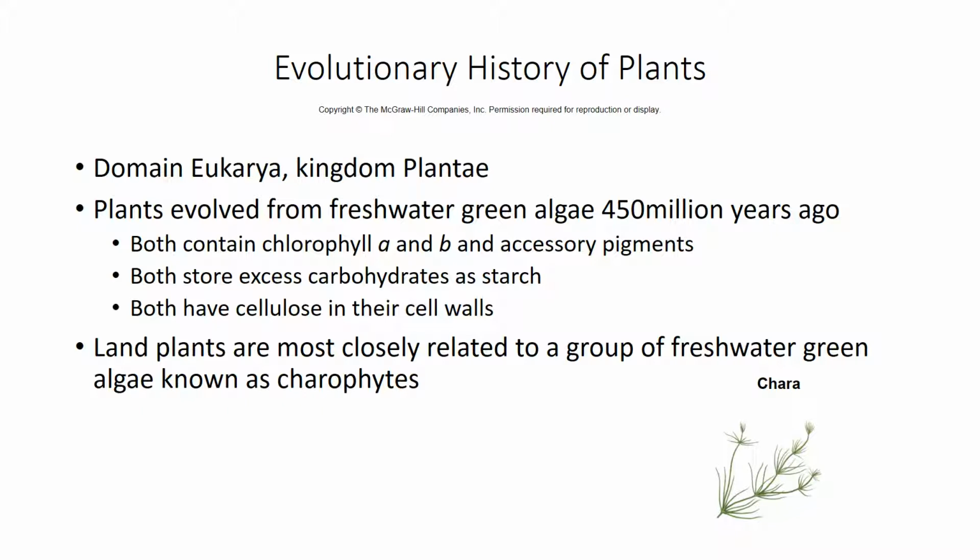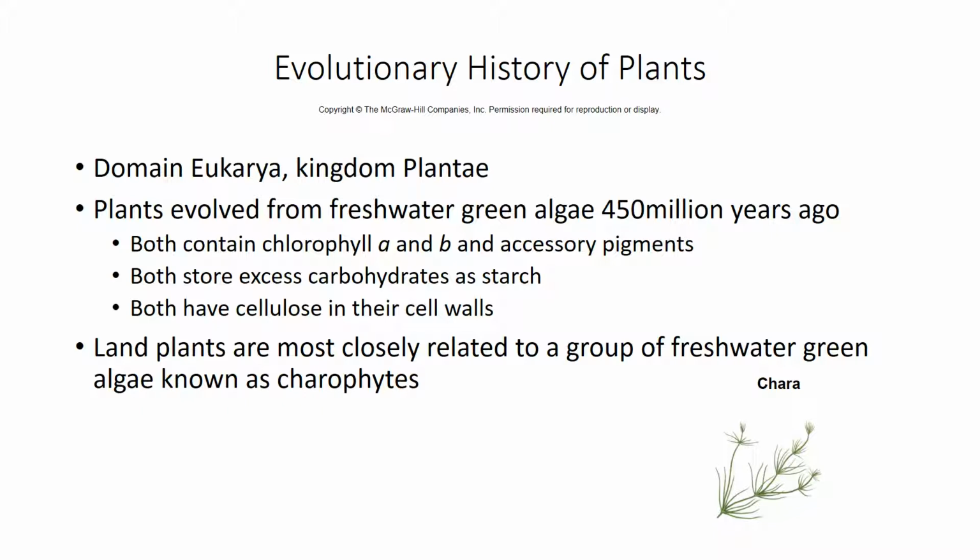Now, plants belong in the domain Eukarya, which means that they have a nucleus and organelles. They belong in their own kingdom called Kingdom Plantae. And plants evolved from green algae that lived in fresh water about 450 million years ago.